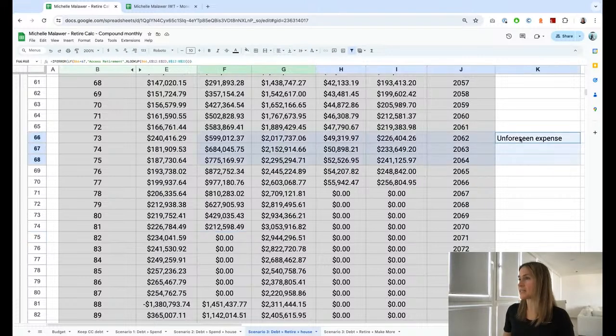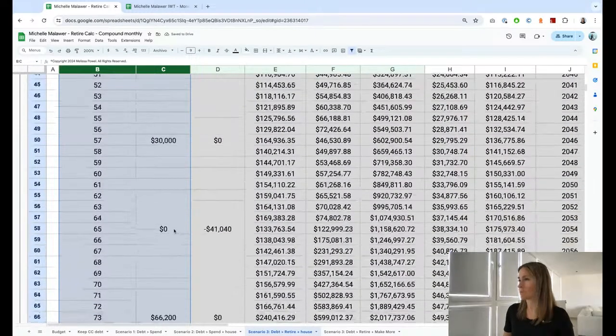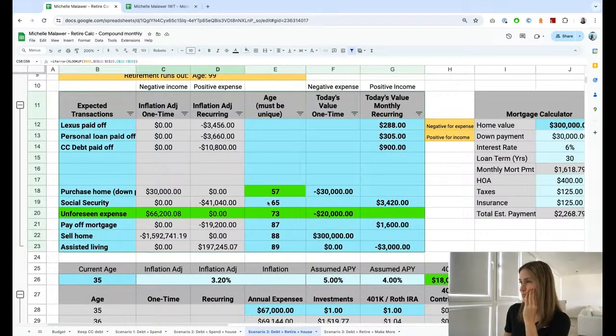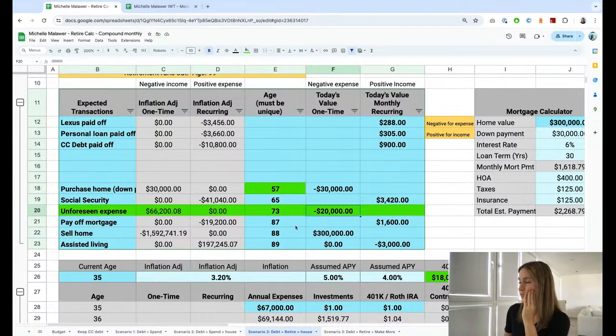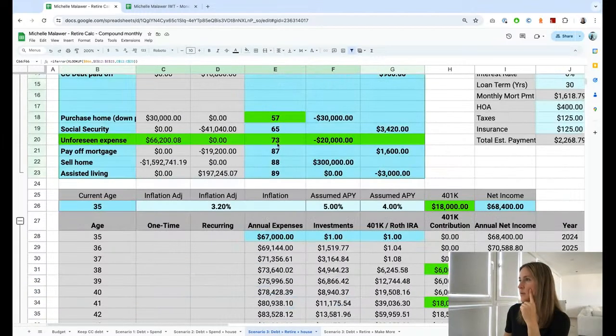So this unforeseen expense does seem to be messing things up. So if at 73, there's an unforeseen expense of 20K adjusted for inflation, that would set them back pretty far. So maybe that's too high.